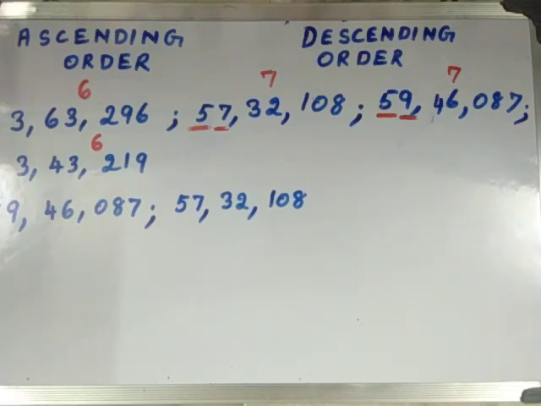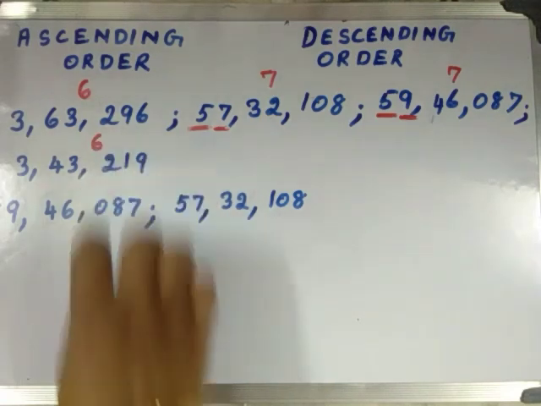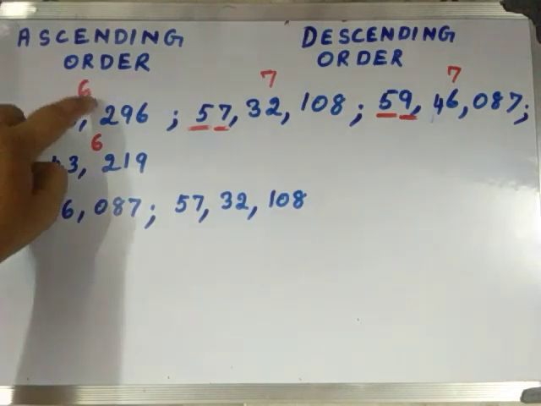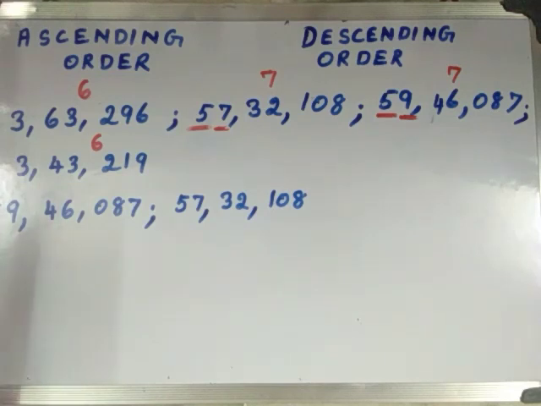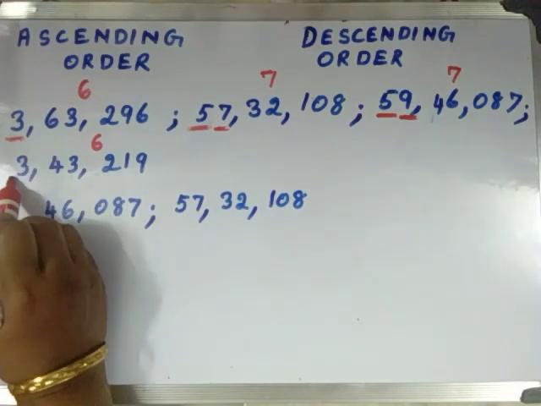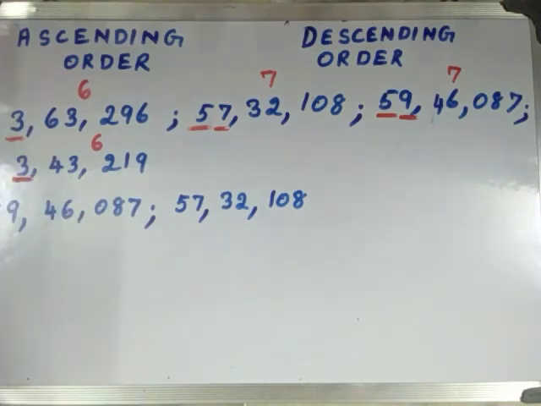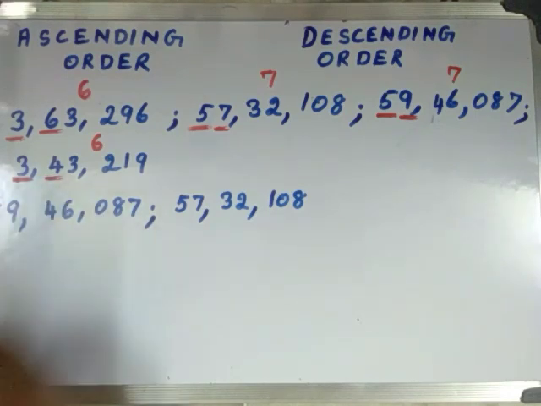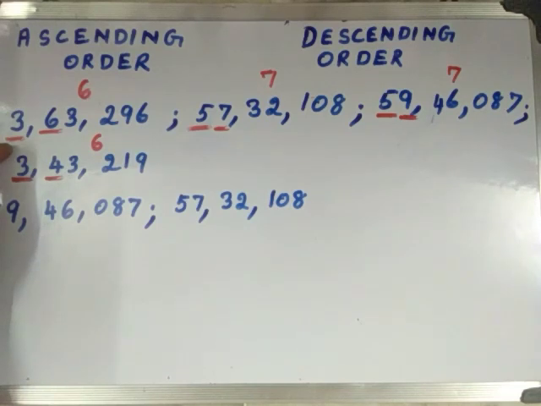Now let's compare the 6-digit numbers. Here we have two 6-digit numbers, and what is the rule we have to follow? That is, when the digits are same, we have to see the first digit of the number. So first digit of the number here is 3 and here also is 3. So what shall we do? We have to compare the second digit. So the second digit here is 6 and the second digit here is 4. So which one is greater? 6 is greater. So this number will come before this number.